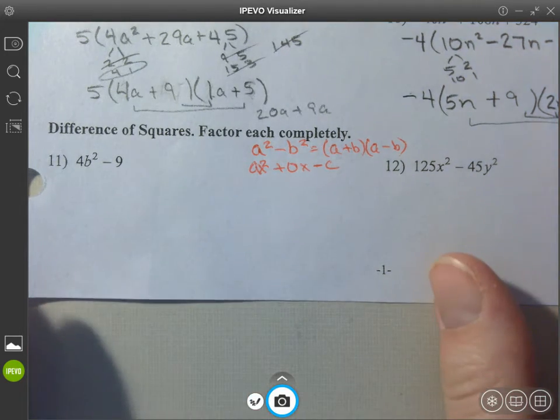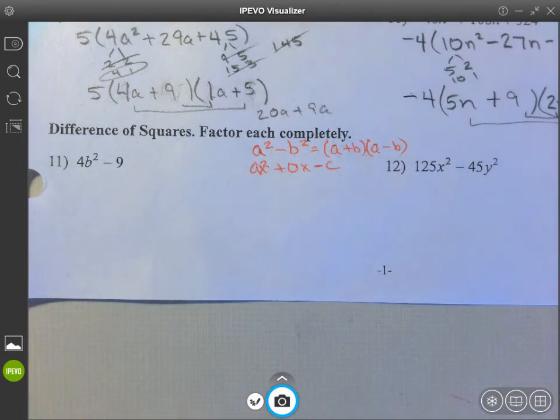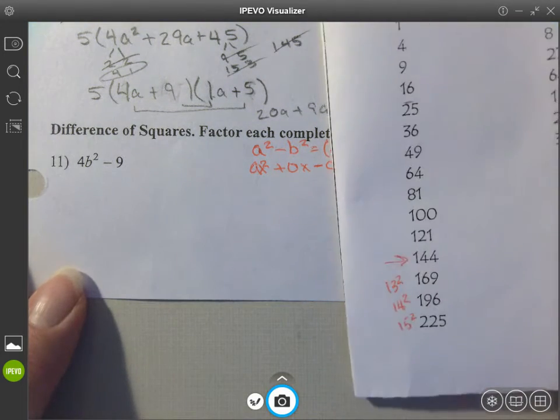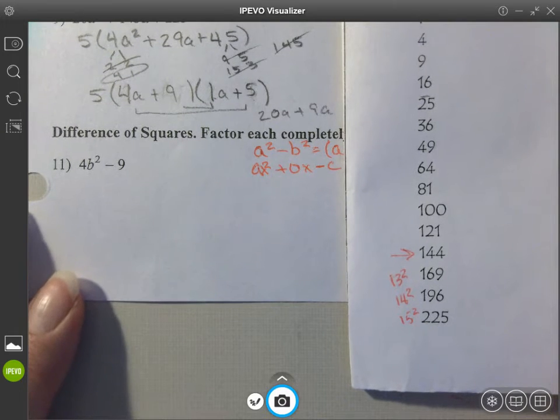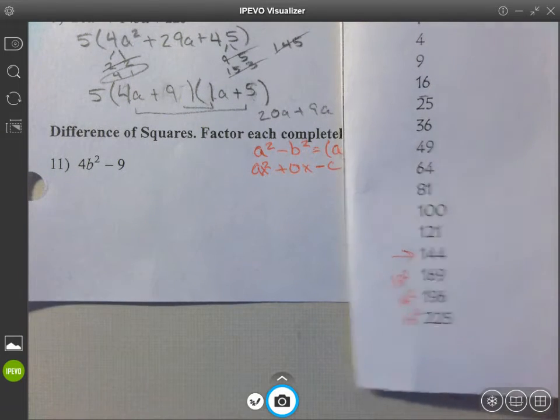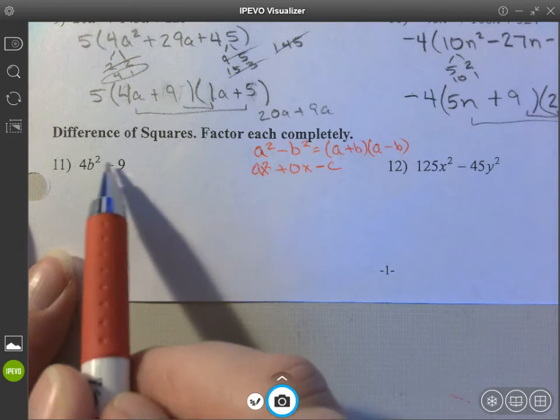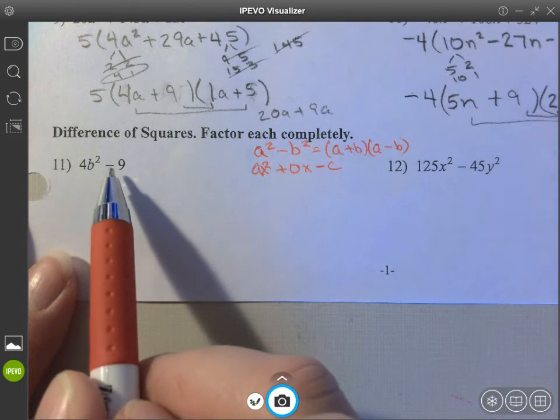Okay? So if you look at this and you have a list of perfect squares on a note card, or you're really good and you know them because you know your times tables, which is amazing, I should recognize that 4 and 9 are perfect squares. And it literally is a difference of squares. Has to be a minus sign.